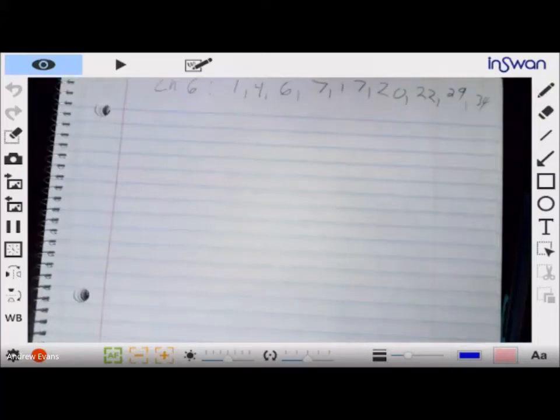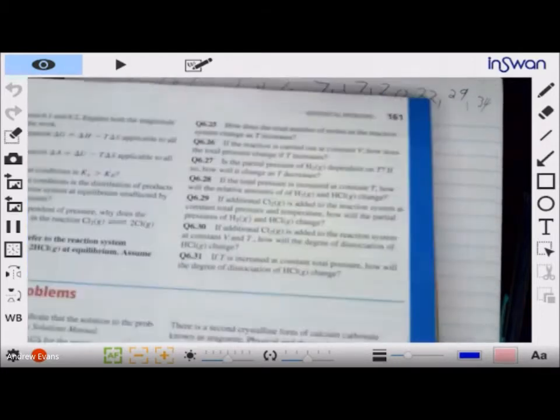Today I'm going to look at homework I have previously assigned in Chapter 6 of Physical Chemistry. So problems 1, 4, 6, 7, 17, 20, 22, 29, and 34. Start by looking at and reading the various problems.